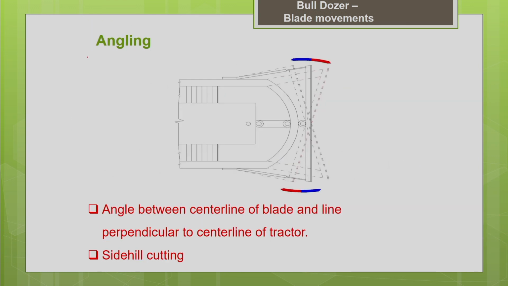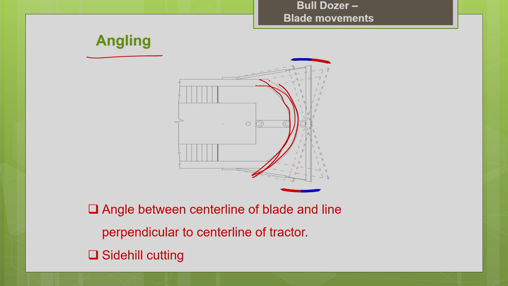Next we shall see what is this angling. Angling is possible only if there is a C-frame connection between the tractor and the blade. You can see in most of the tractors the blades are fixed perpendicular to the direction of motion. You cannot angle the blade either to the left or to the right in conventional bulldozers. But in some dozers where you have this kind of C-frame connection between the tractor and the blade, there is a possibility to angle the blade either to the left or to the right, to a maximum of say 25 degree. Basically the angle refers to the angle between the center line of the blade and the line perpendicular to the center line of the tractor.